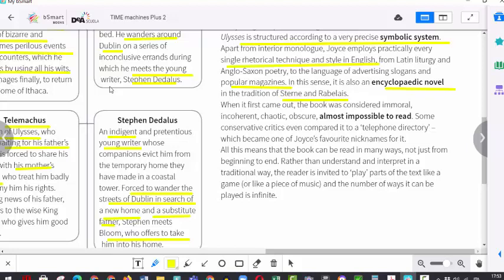To some people, it was considered obscene, immoral, incoherent, chaotic, obscure. These are all adjectives that have been attributed to this book because it's very hard to read. Some critics even compared it to a telephone directory. And of course, Joyce liked this nickname for his book very much. He appreciated it a lot.